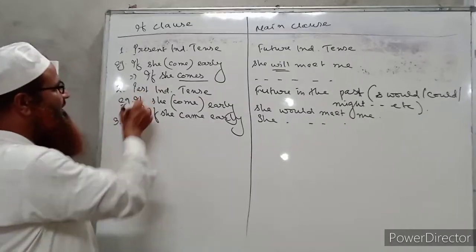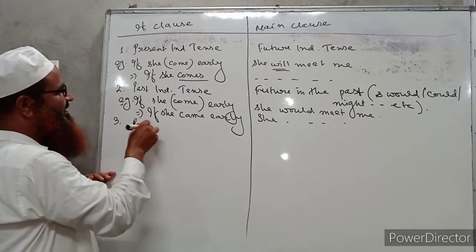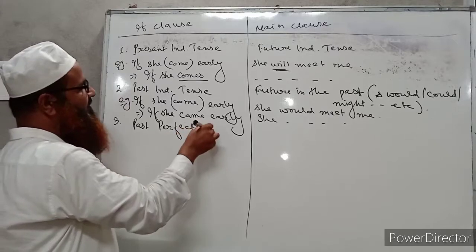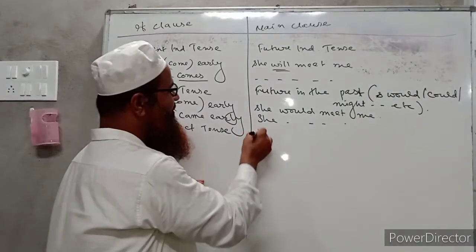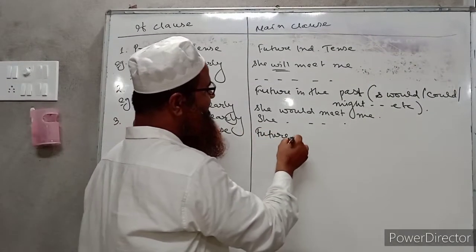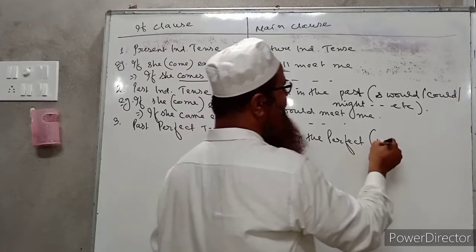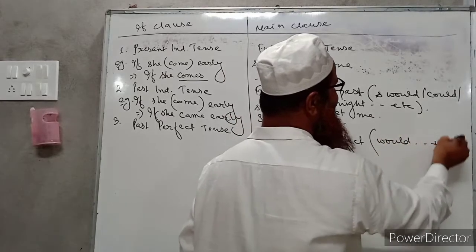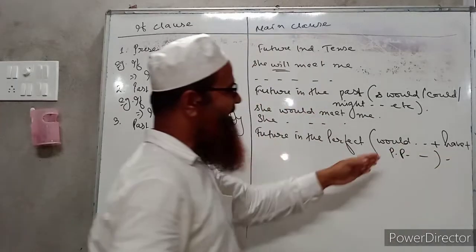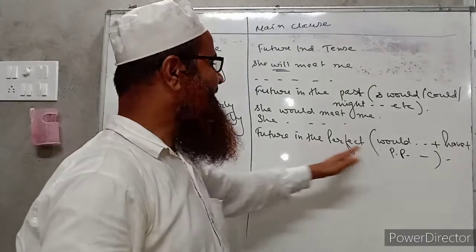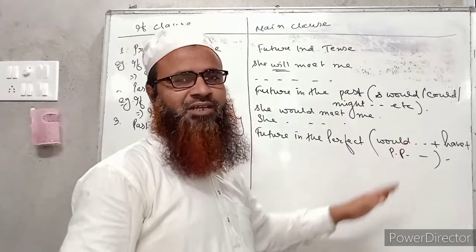So it must be in past perfect tense. If the if clause is in past perfect tense, then the main clause or the principal clause will be in future in the perfect. That means it would take would, should, could, then have, then the past participle form of the verb. This is the formation or structure of future in the perfect: would, should, could, then have, and the past participle form of the verb.